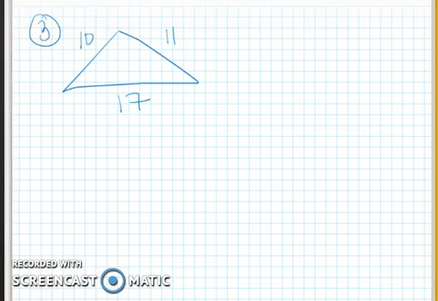Alright, this is all three sides. This has to be cosine. Okay? Has to be law of cosines. We're going to put the x right here. Again, law of cosines, we always have to start with the x. So we're going to do the cosine of x.